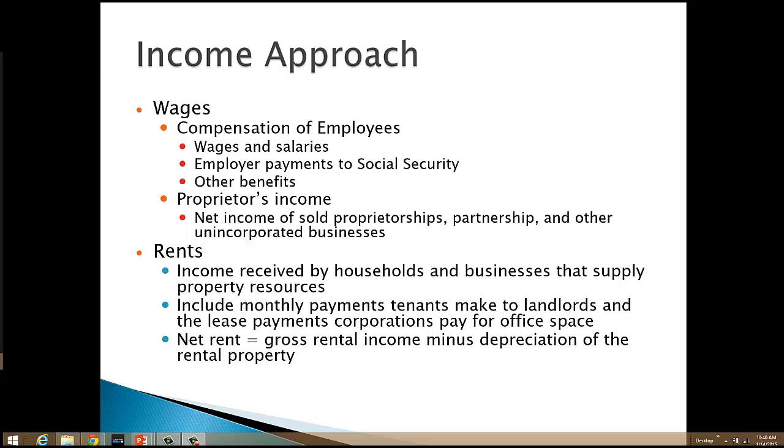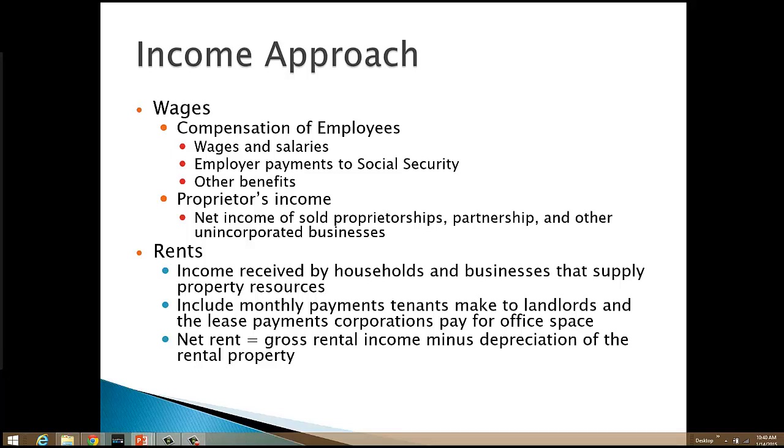To calculate GDP using the income approach, we're now going to look at the items that make up national income. And those are wages, rents, interest, and corporate profits. Then we have to make some statistical adjustments to account for differences in accounting methods.